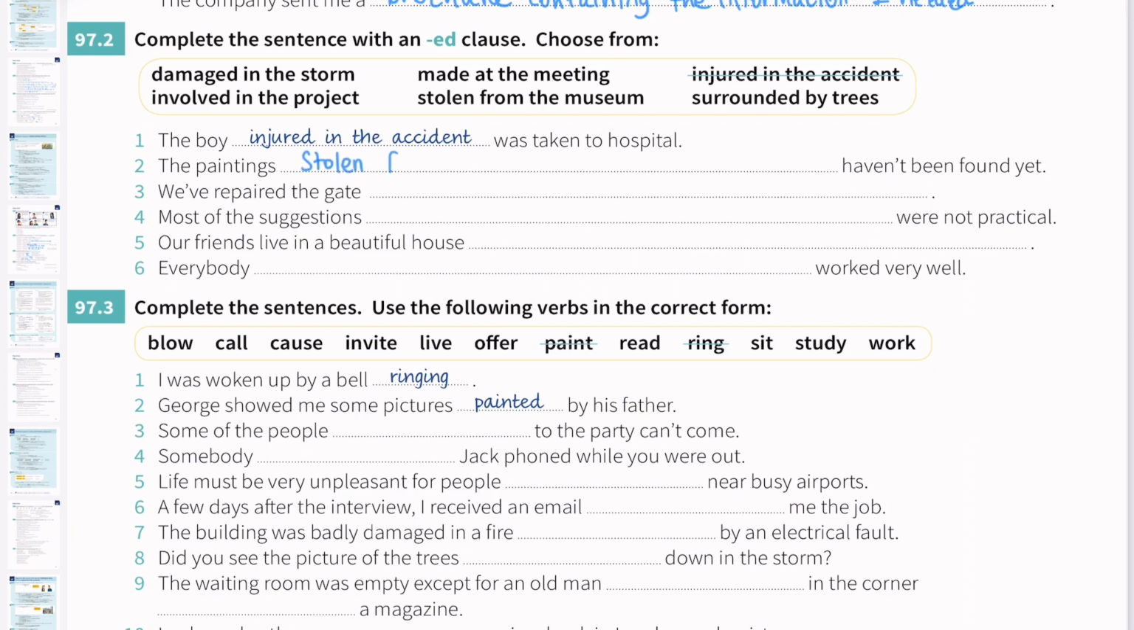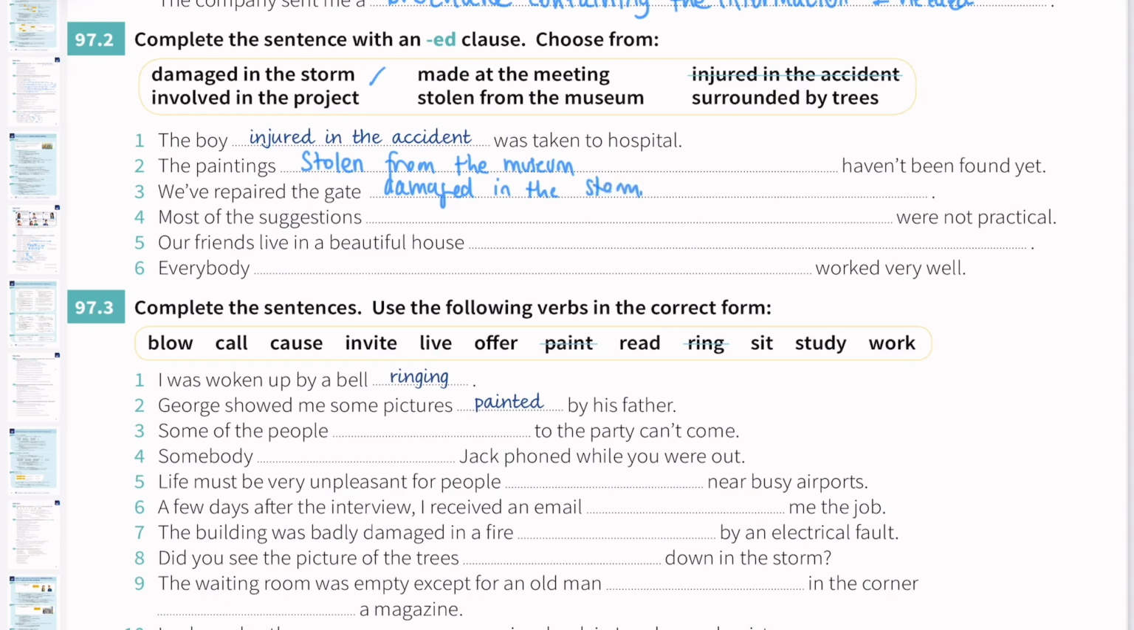Stolen from the museum. What's happened? Haven't been found yet. They're still looking for the painting stolen from the museum. We have repaired the gate. We've repaired the gate. So we have to repair if it is damaged, right? Damaged in the storm. We have to use damaged in the storm.